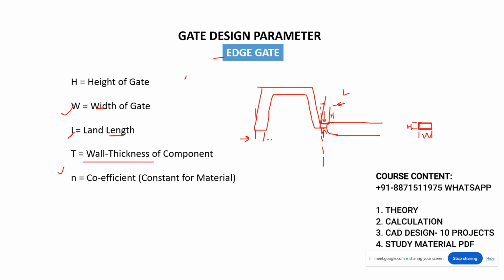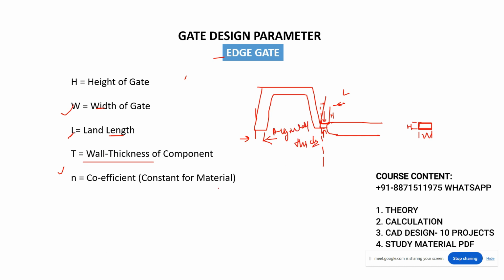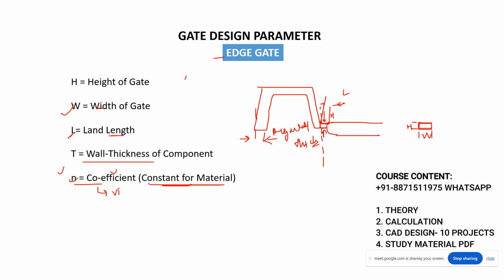Now if I am talking about the wall thickness, what is the meaning of that? It is the average wall thickness. Is it clear? Average wall thickness. N is nothing but the coefficient, which is the constant of material. For now I am telling you that it depends upon the viscosity. I will explain it, don't worry, okay? N is nothing but the coefficient or the constant of material. Constant of material, N value.